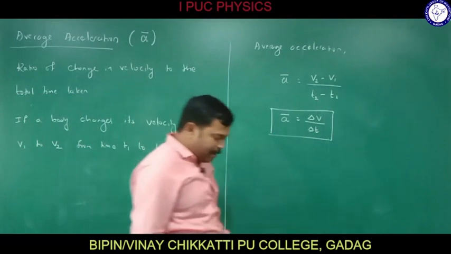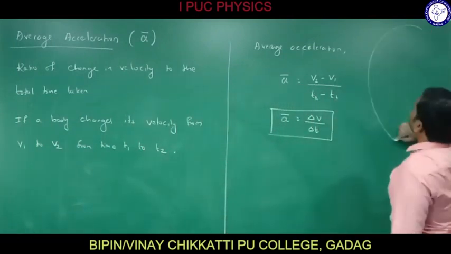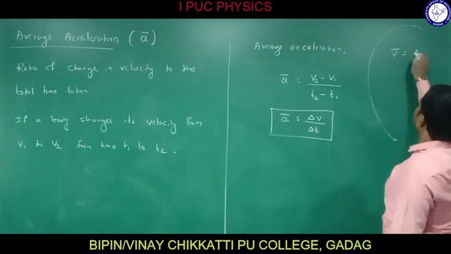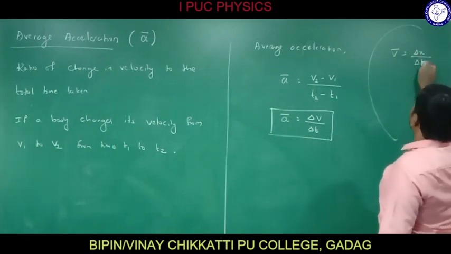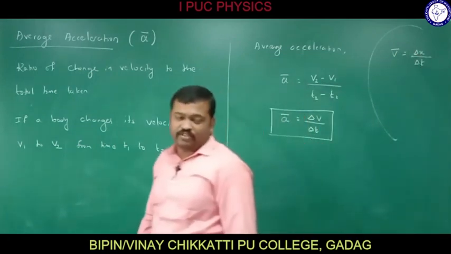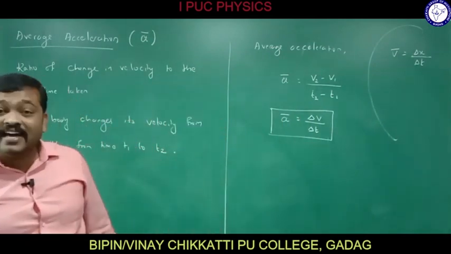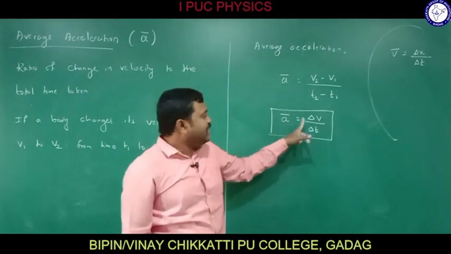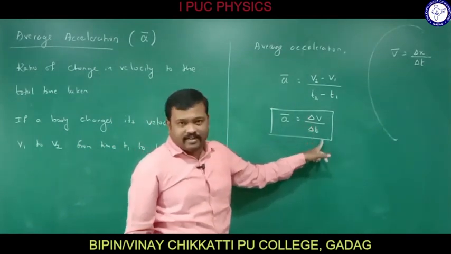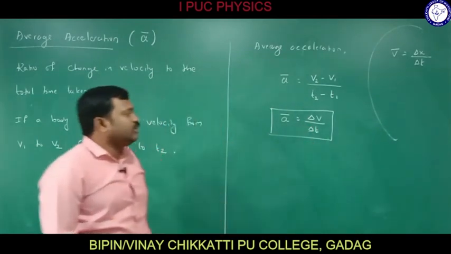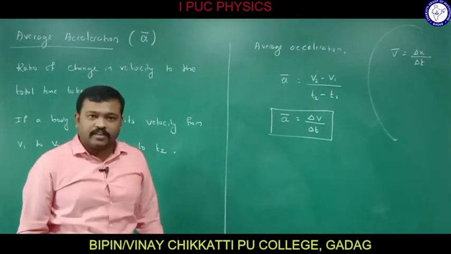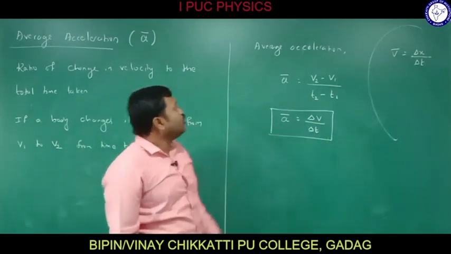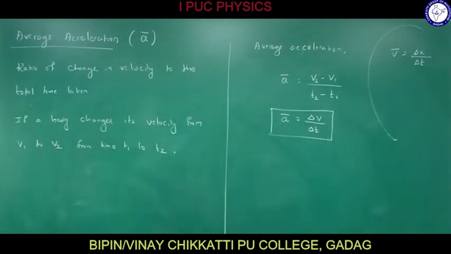I think you remember the formula for average velocity. What is the formula for average velocity? That is delta x divided by delta t. Do remember, the formula for average velocity is delta x divided by delta t, and the formula for average acceleration is delta v divided by delta t, right? So change in velocity to the total time taken. So delta v divided by delta t. So this is about average acceleration.